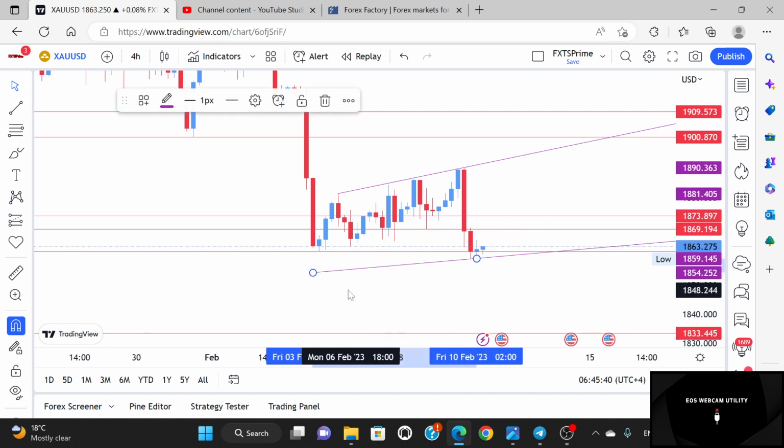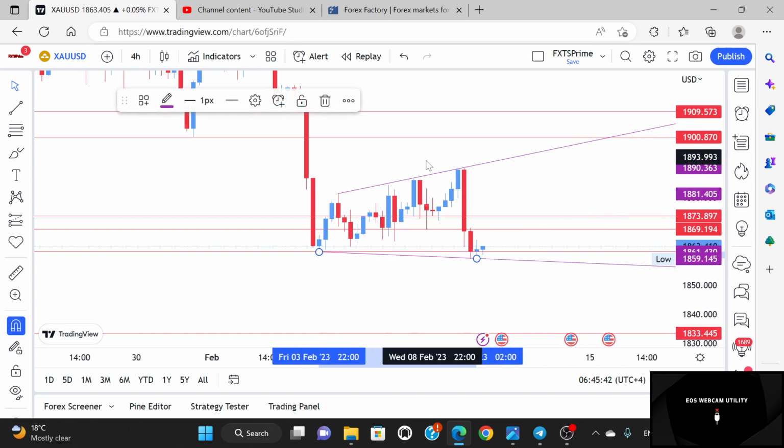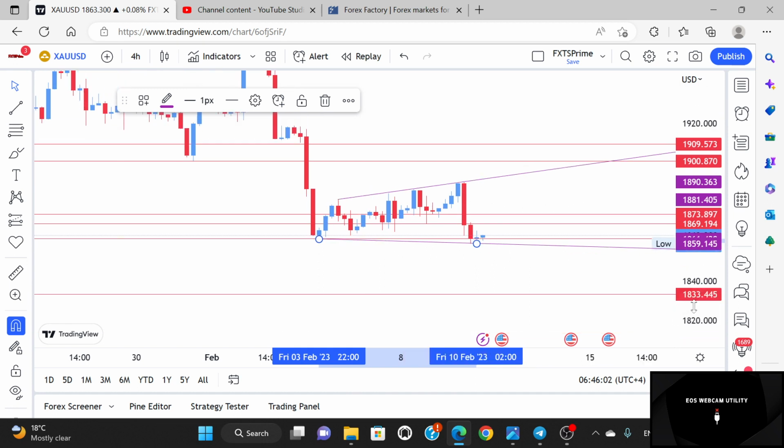To analyze the chart properly, we can also see that there is an expanding triangle in this area, and this might be a bullish reversal pattern. So we have to be careful with the level at 1859. We need to see a breakout below it to have a continuation going down. If the continuation down happens, then we are targeting 1833.